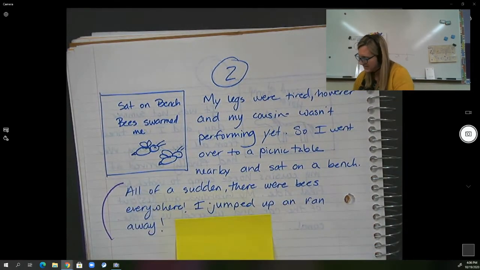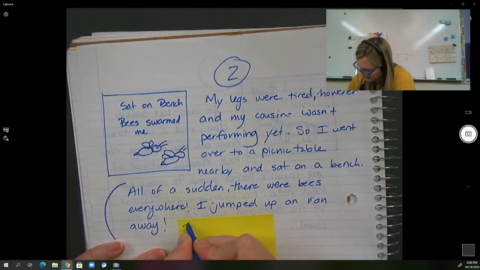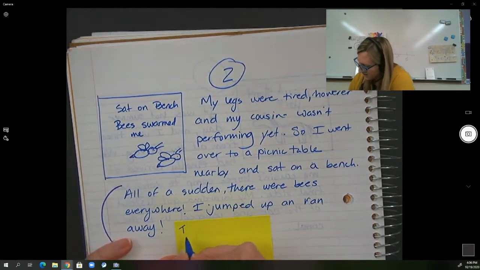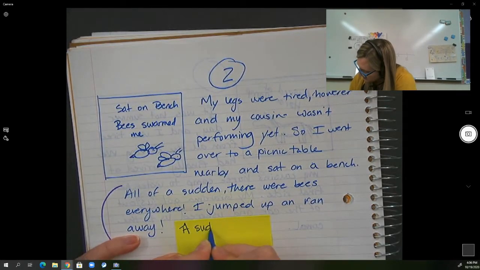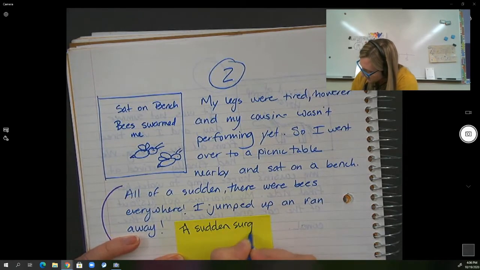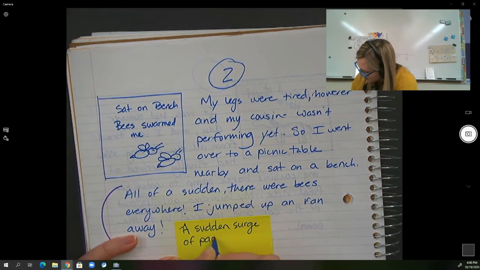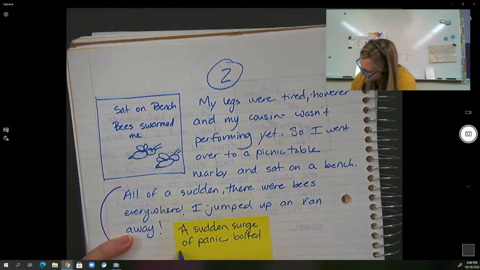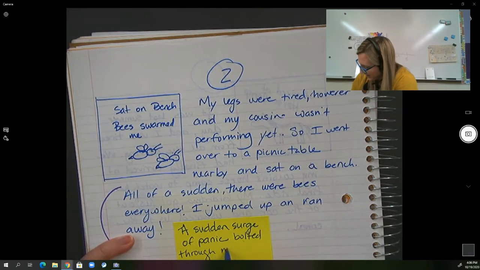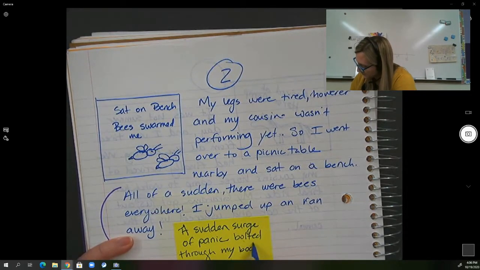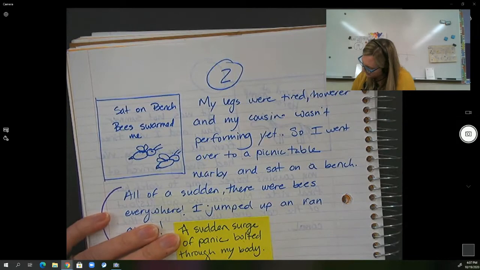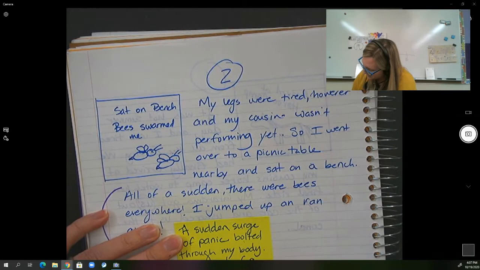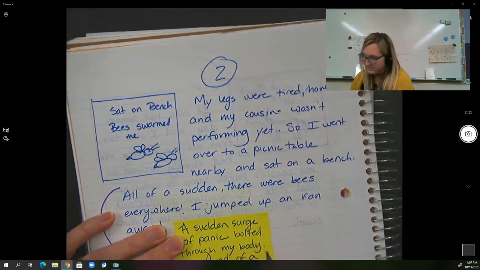All of a sudden, there were bees everywhere. I'm going to show how I'm feeling. A sudden surge of panic bolted through my body. I got to show how scared I am. The sound of a loud, I don't know, I'm going to have to come back to this.